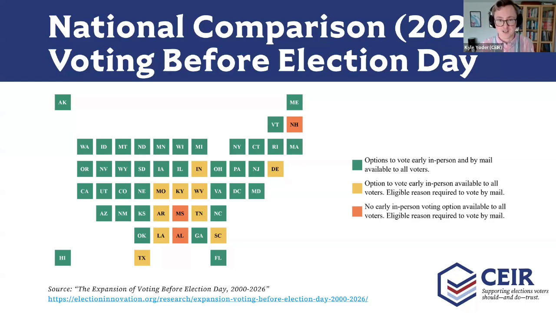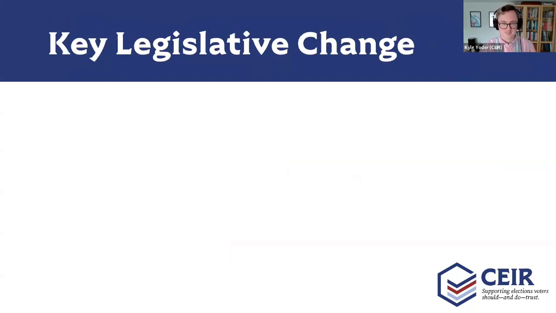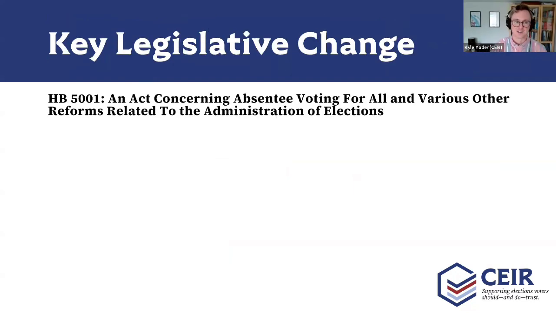This, of course, is a recent change in Connecticut. This is the first election season where all Connecticut voters have the ability to cast a ballot by mail, not including the little asterisk for the temporary accommodations that were made during COVID in response to an illness or emergency. Let's highlight that key legislative change a little bit more.